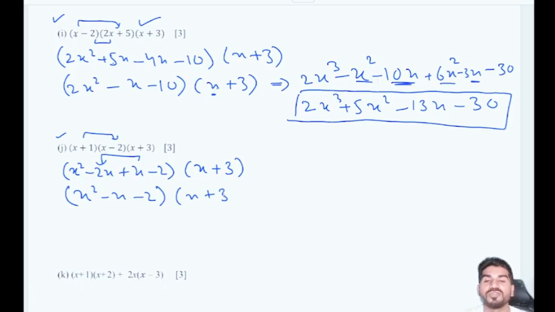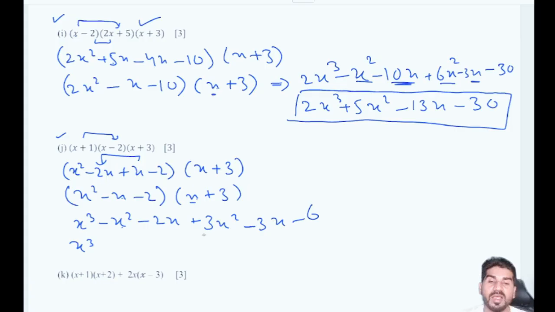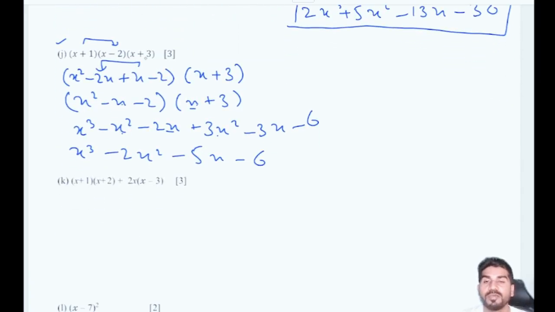So here, 3 times. Now x times x here, it will be x cubed, and then x times negative x, there will be negative x square, and x times negative 2, it will be negative 2x. Similarly, there is 3 times x square, it will be 3x square, and there is 3 times negative x, it will be negative 3x, and negative 6. Now you can see there is x cubed, it will be negative x square and positive 3x square. Then there will be negative 5x and negative 6. So this is the product of these expressions.